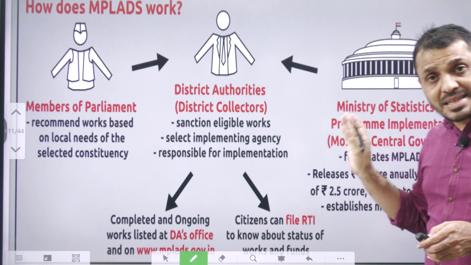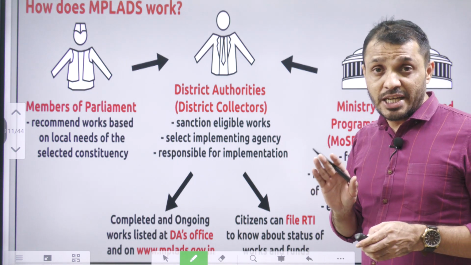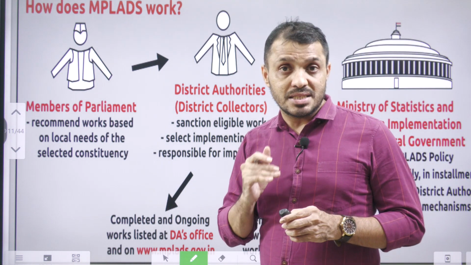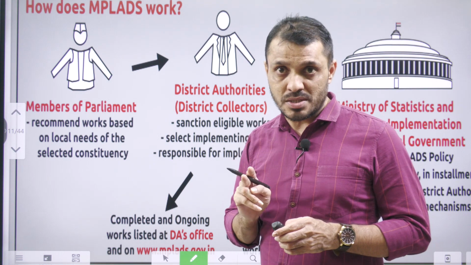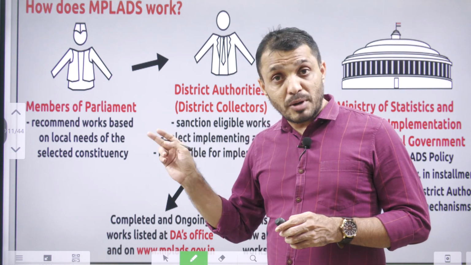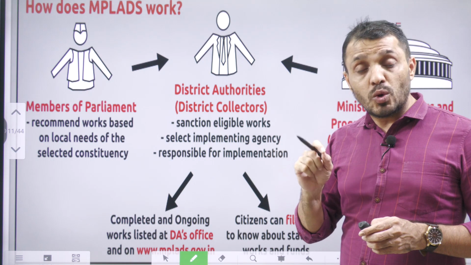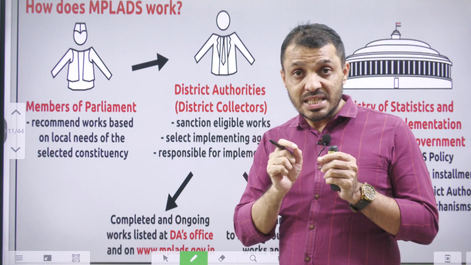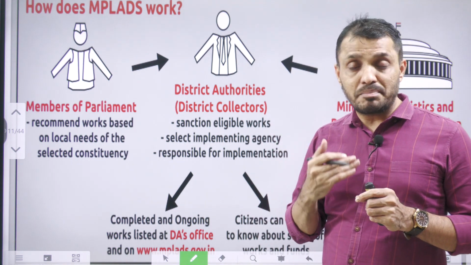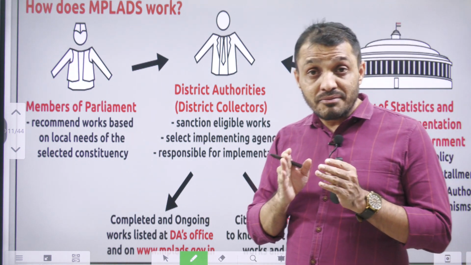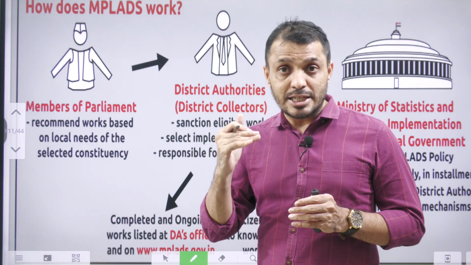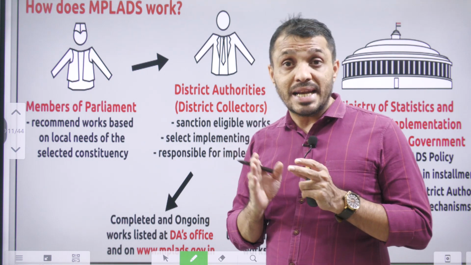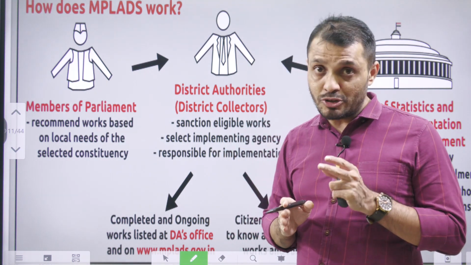Under this MPLADS, each and every MP will get 5 crores of money that will be released in 2 installments of 2.5 crores. And one more thing, as a part of developmental works, generally the Lok Sabha MP has to spend this MPLADS money within his constituency, whereas the Rajya Sabha MP has to spend the money within the state from which he was elected to Rajya Sabha. Whereas nominated MPs of Rajya Sabha can spend the MPLADS money anywhere in India, that you have to understand.